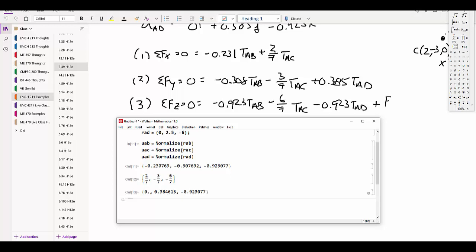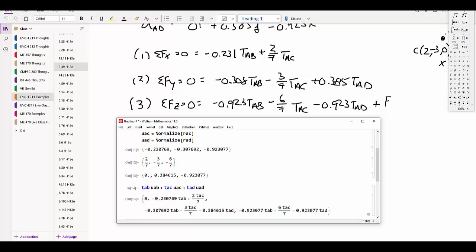But what I can actually do is take TAB times its unit vector plus TAC times its unit vector, and I'll make these lowercase, plus TAD times its unit vector, and just see what happens here. All right, so if we see what Mathematica did, each one of these cells here is not quite done yet, but this looks like equation 1 for the most part. I have the AB and the AC here. I have here the AB, the AC, and the AD that I have in equation 2. And I have equation 3 here.